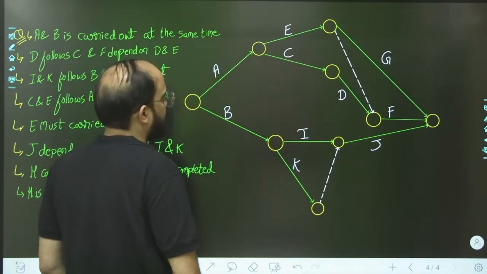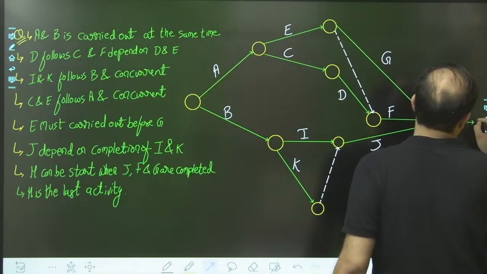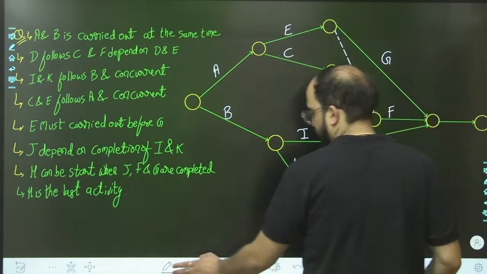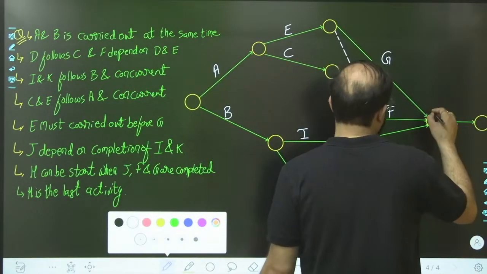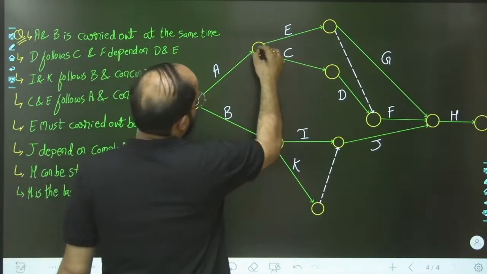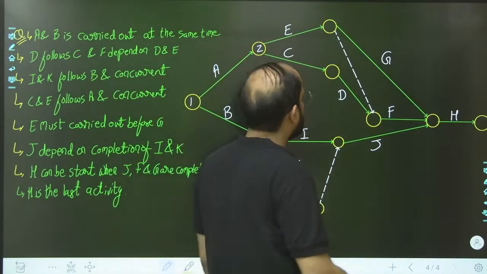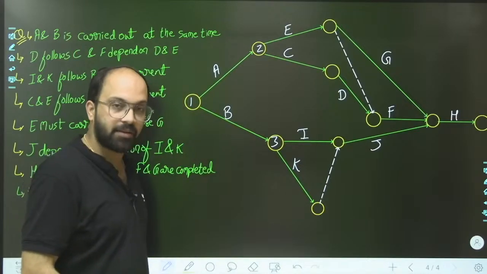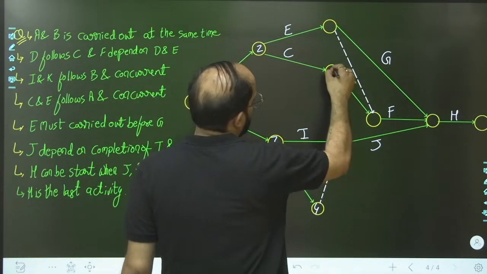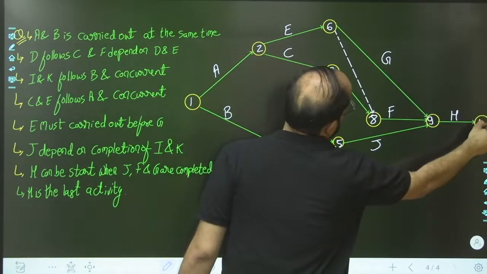And now H is the last activity. So this is H. Done. Now this will be the first event, this will be the second, this will be the third. Now you can number it. This can become 4, 5, 6, 7, 8, 9, 10. Done.